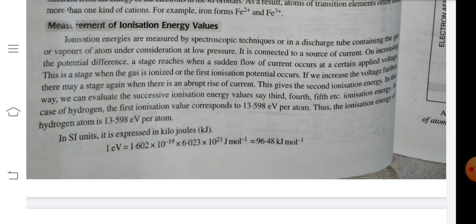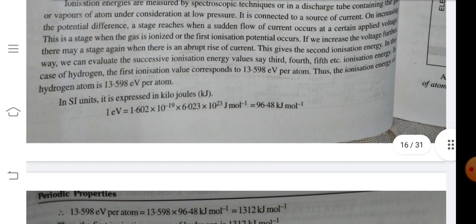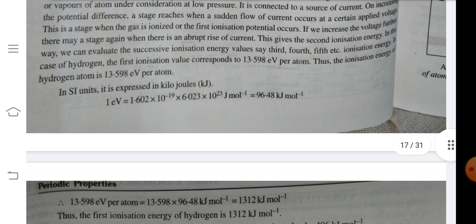Measurement of ionization energy values. Ionization energies are measured by spectroscopic techniques or in a discharge tube containing the gas or vapors of the atoms under consideration at low pressure. It is connected to a source of current. On increasing the potential difference, a stage is reached when a sudden flow of current occurs at a certain applied voltage. This is the stage when the gas is ionized, or the first ionization potential occurs.